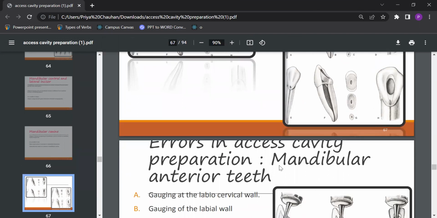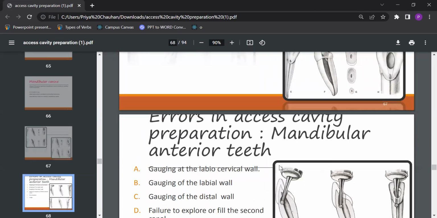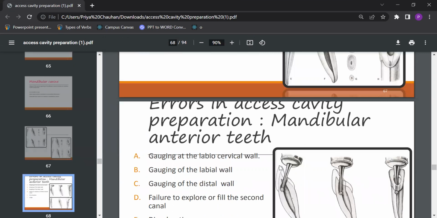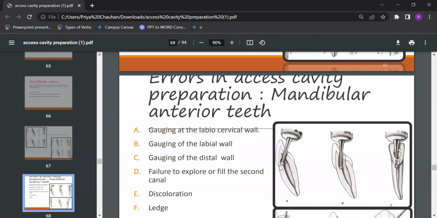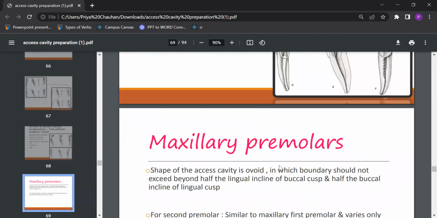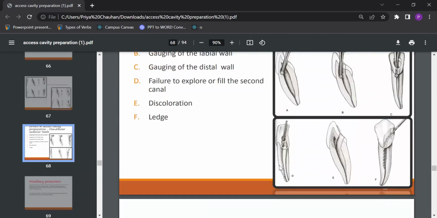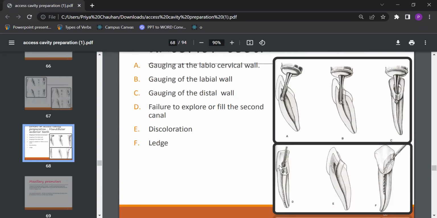Errors in access preparation are the same as in the previous ones: perforation at the labial wall, perforation at the distal wall, failure to explore or fill the second canal, discoloration, or ledge formation. See, look at this, this, this.